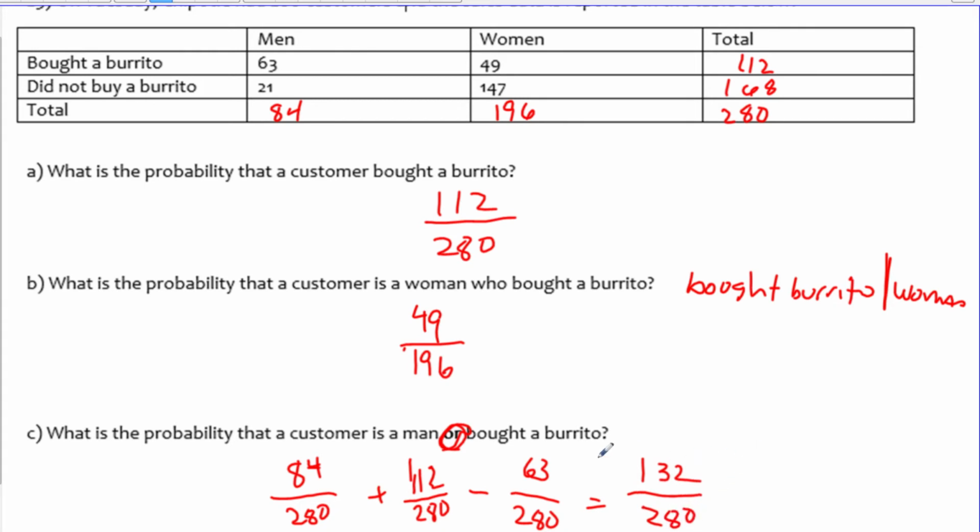Okay, so I would say because I double counted those 63 people in both of these groups, I'm going to subtract off just the 63 people that are in both lists, meaning that they are both a man and bought a burrito at the same time.